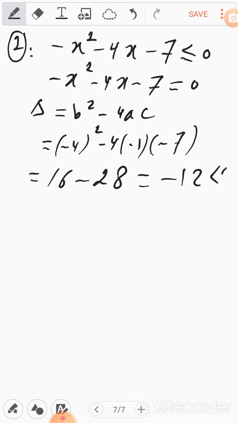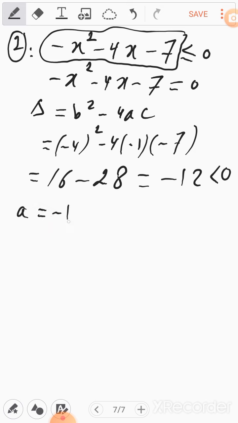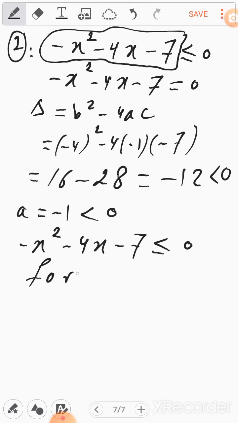Less than 0. So we have no real roots. So the sign of this function, minus x squared minus 4x minus 7, is the sign of a. a equals minus 1, which is less than 0. So this function minus x squared minus 4x minus 7 is negative for all x in R.